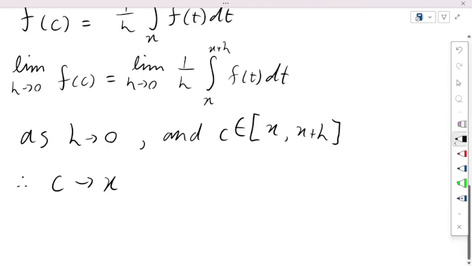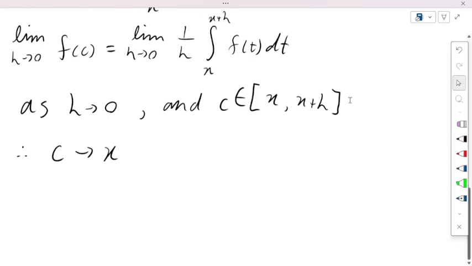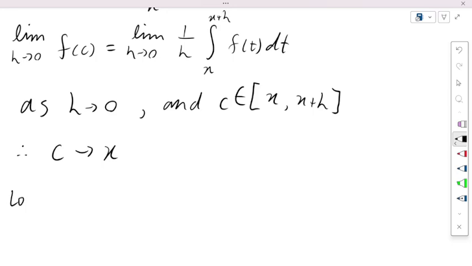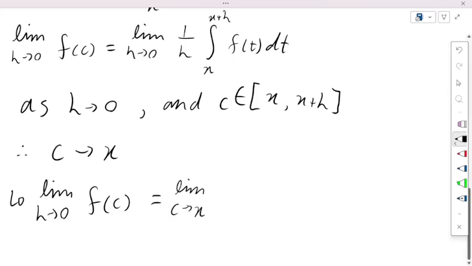Okay, so what we are saying is that the limit as h approaches 0 of the function of c is also the same as saying that c is approaching x. So the limit as c approaches x of f of c. And because the function is continuous, we can do a direct substitution of the limit, so the limit as c approaches x of f of c is also the same as saying f of x. Okay.